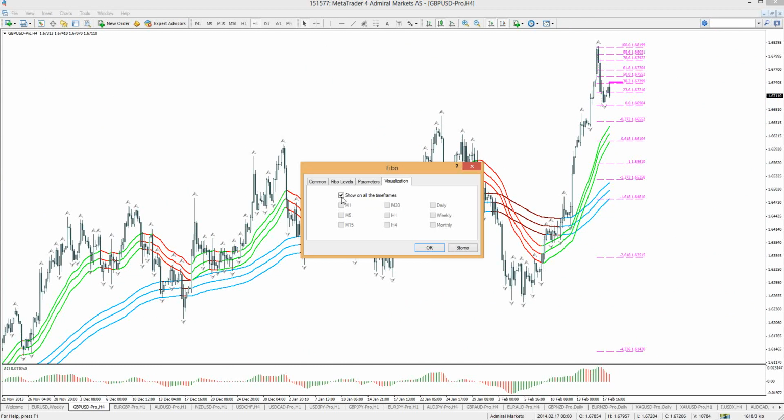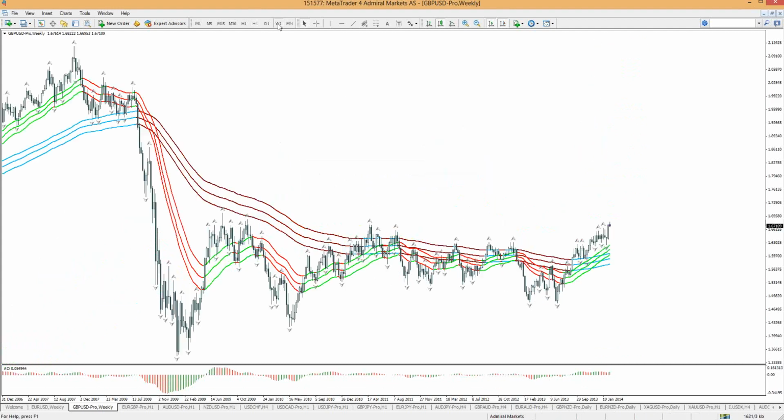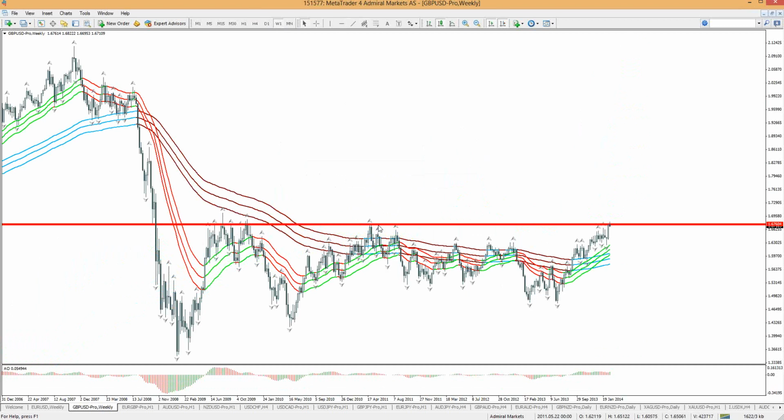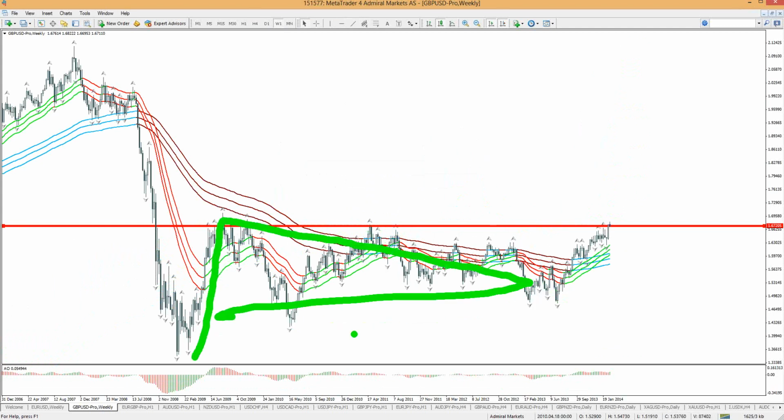Also, don't forget, from a bigger perspective, let me get rid of this fib for a second. Very important, as you probably already know, is that on the weekly perspective, price has actually broken through the 167.50 level, which is this big weekly top. So this consolidation is actually looking at the moment like a bullish consolidation, and we're getting a breakout to the upside now.